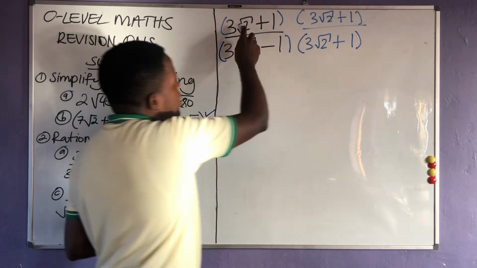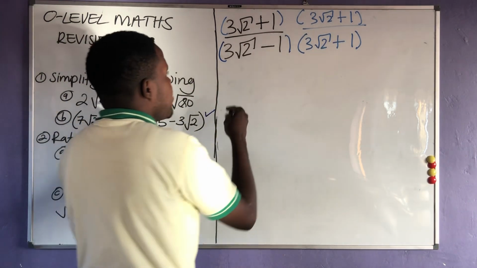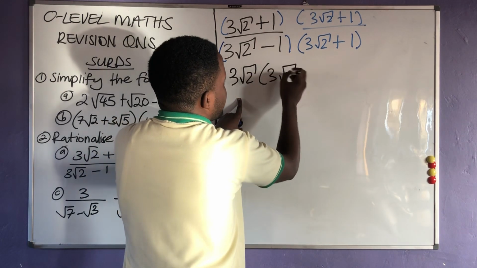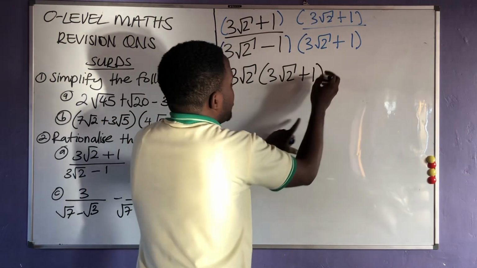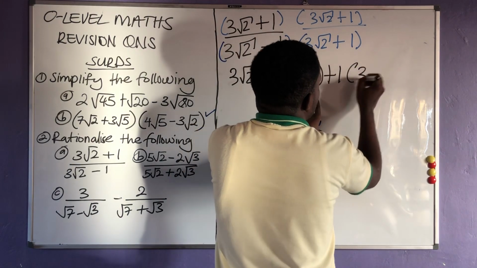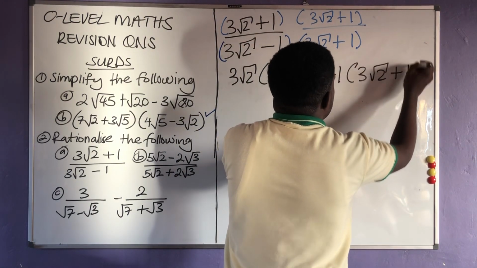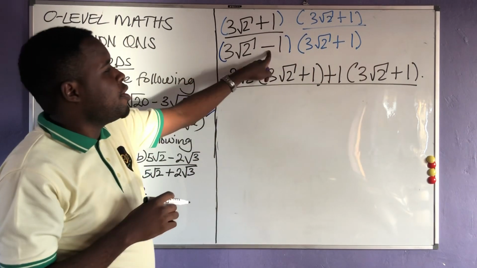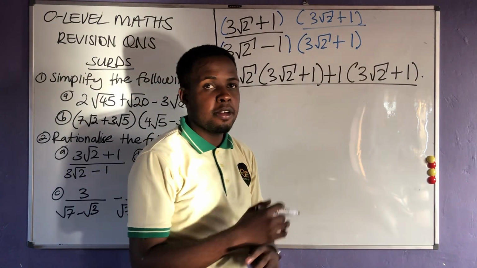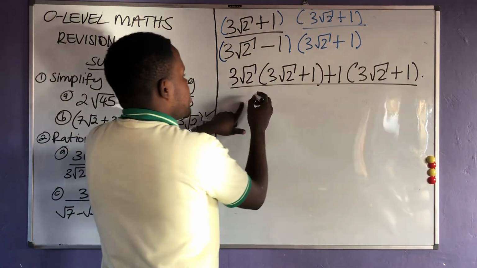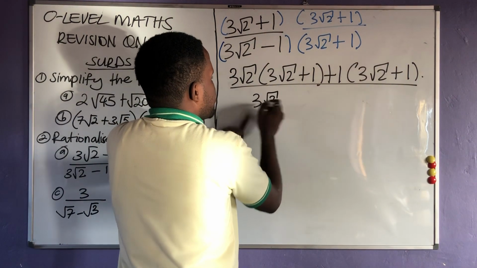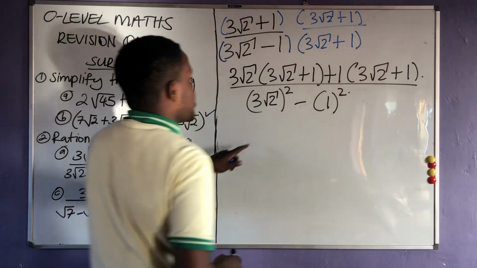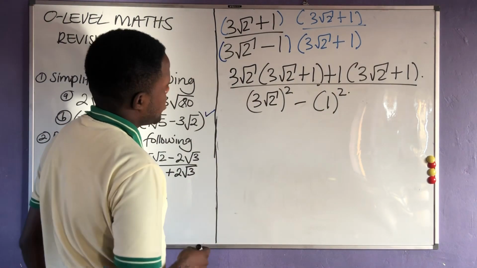When we expand the numerator, we shall end up having 3 root 2 into (3 root 2 plus 1), then plus 1 into (3 root 2 plus 1), divided by. Now when we look at the denominator, it will be a difference of 2 squares. So we shall simply have (3 root 2) squared minus 1 squared. Just expand the numerator.